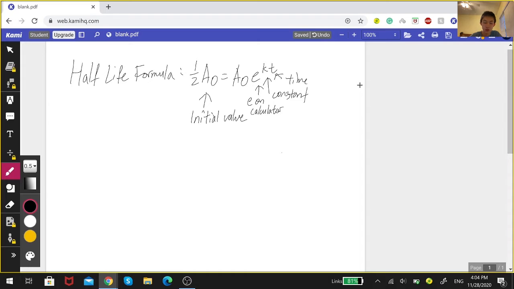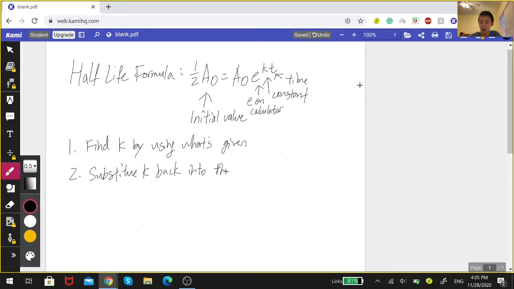Alright, and then there are two steps. Step 1, find k by using what's given. And now step 2, substitute k back into the formula and solve for what you need. So let's do an example of half-life.